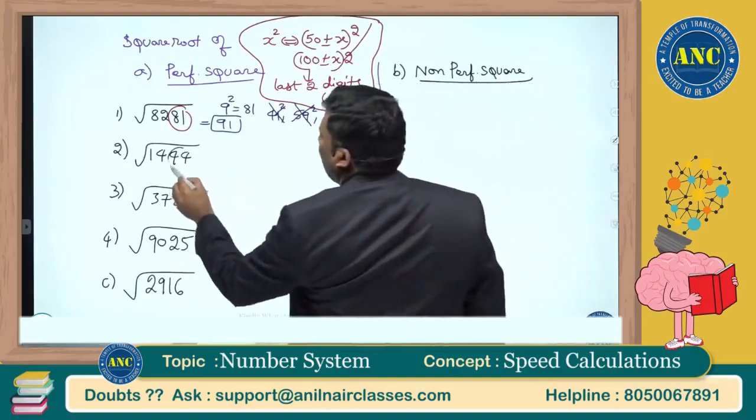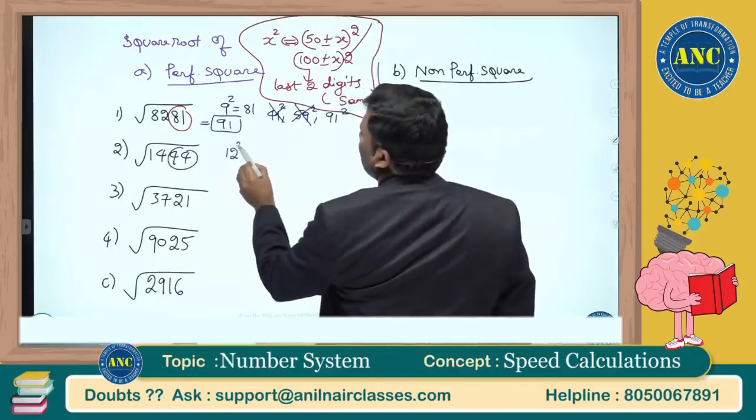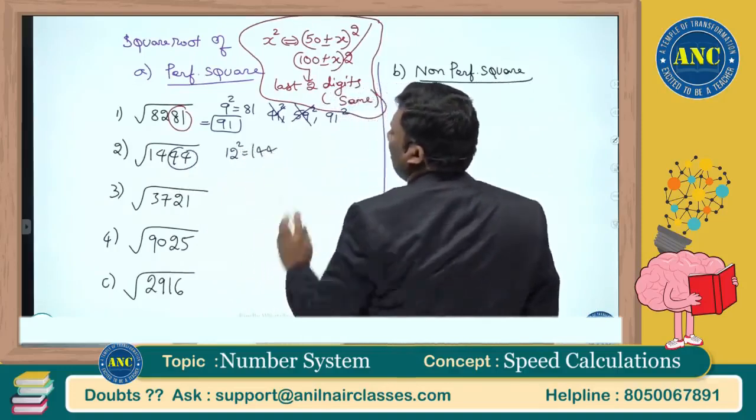1444. Only attack the last two digits. 12 squared is 144.